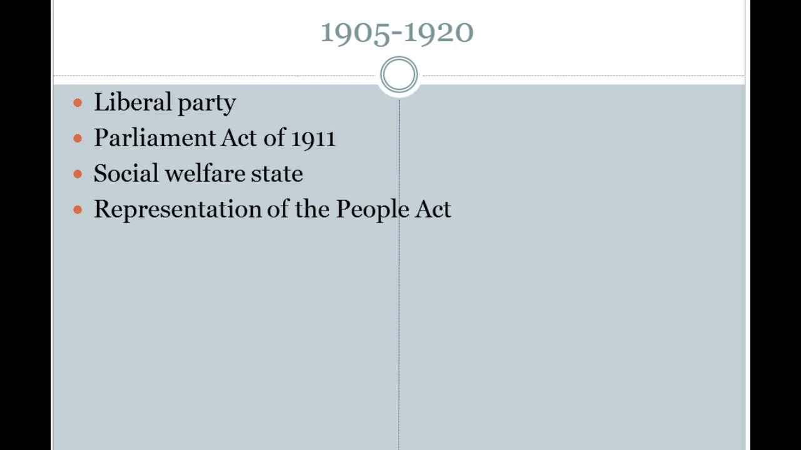Representation of the People Act: for us ladies, women over 30, because you can't trust any women under 30, get the right to vote in 1918, and all men will gain suffrage. So you need to circle 1918, the Representation of the People Act. This is where all male universal suffrage happens, and women over the age of 30.